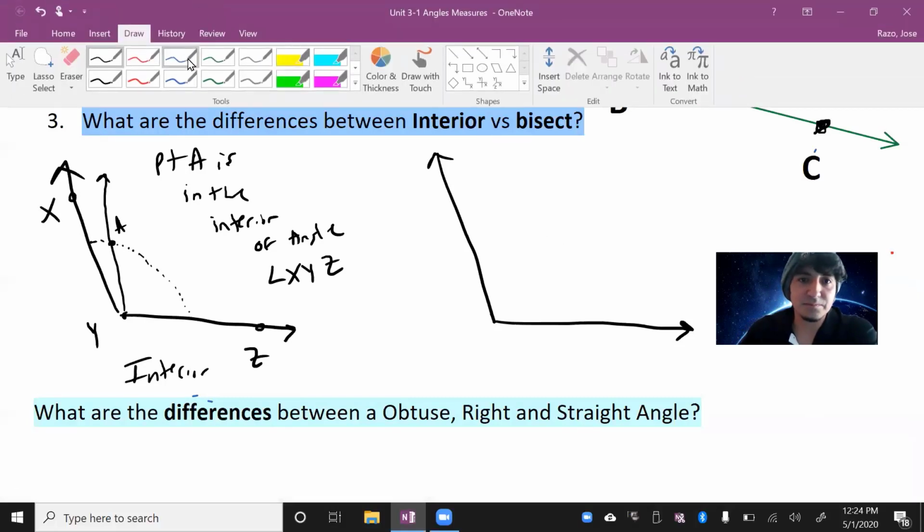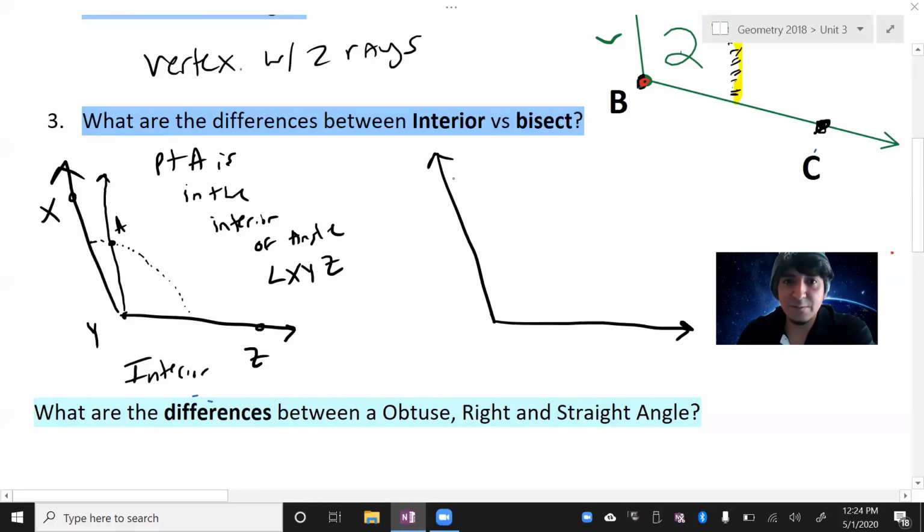Now for the next one, what makes it different is that we're going to use the same ones, X, Y, and Z, and we'll have the same points that we can go ahead and use. Now we're going to pick one of these points, point A, and say it is bisecting X, Y, and Z. So if I go here and I stop, bisecting means it's cutting it in half. So we're going to go to a little halfway point.